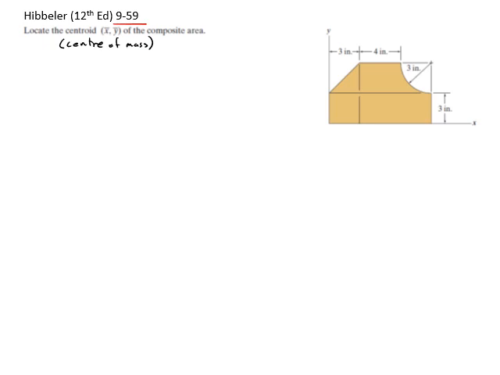So we're assuming here that it's a three-dimensional object. You're just seeing a cross-section of it. So we're assuming the thickness is uniform. And we're also assuming that the material is uniform.